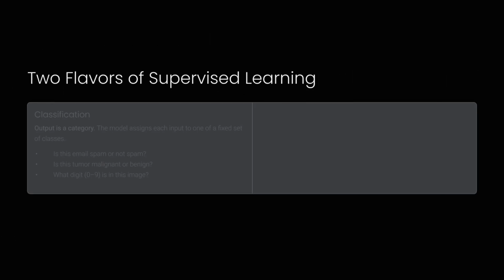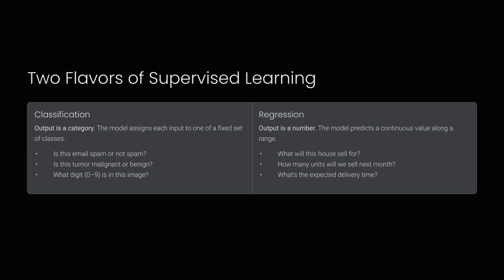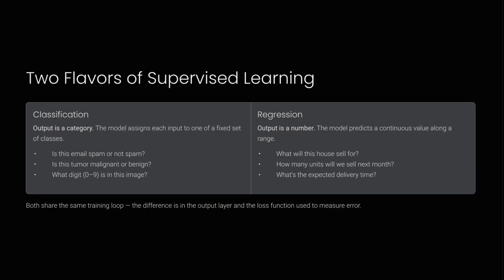Supervised learning has 2 flavors: classification, where the output is a category, and regression, where the output is a number within a range. Both share the same training loop, differing in the output layer and the loss function used.